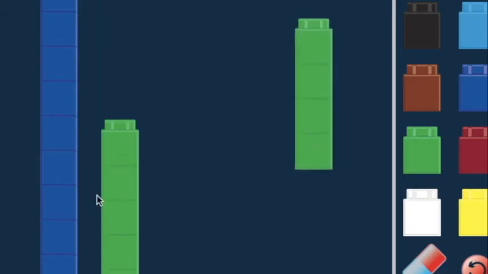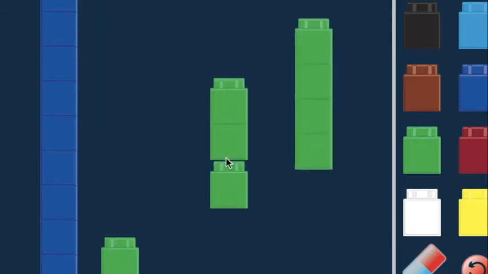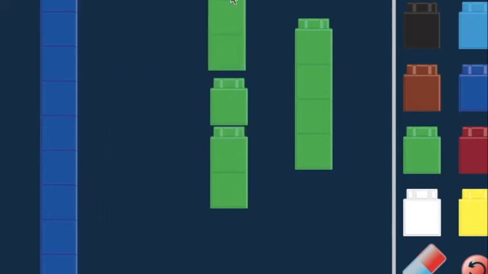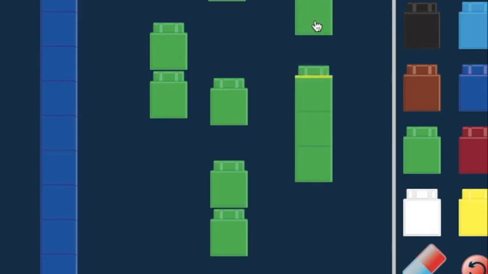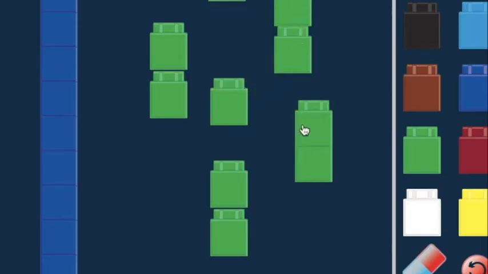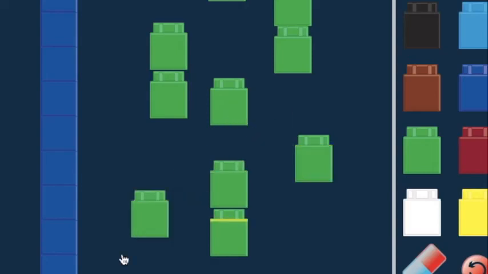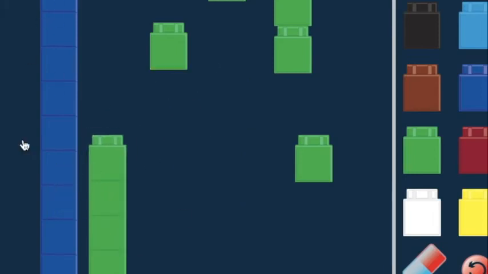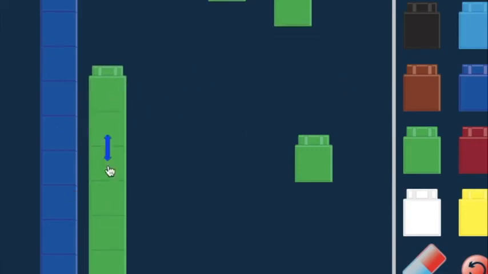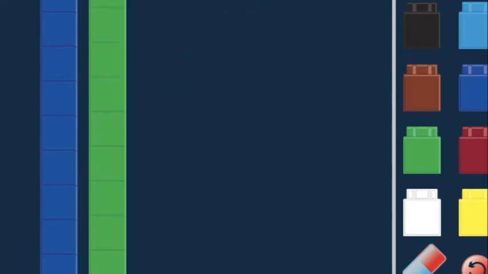And we can split our groups so that we can have teen numbers. So that's one way to show our teen numbers. So right now we have 10, 1. And now we have 10, 5, 15. And now we have 17, 18, 19, 20.